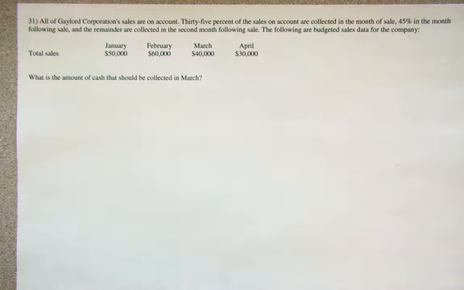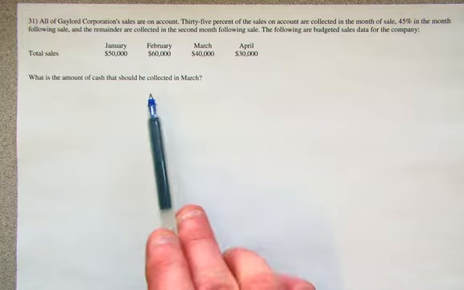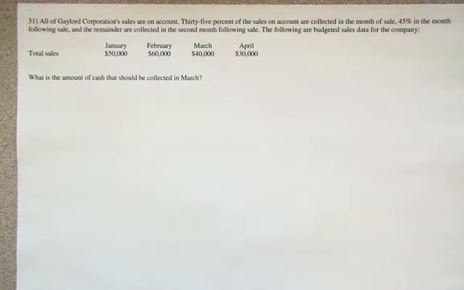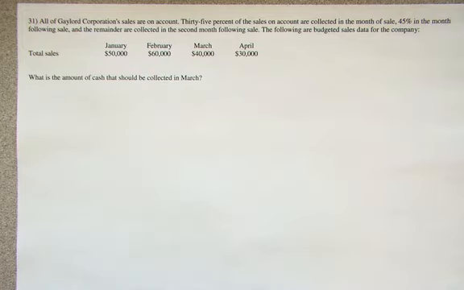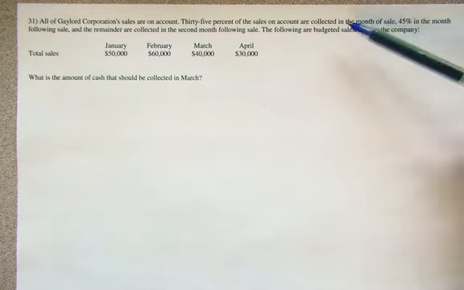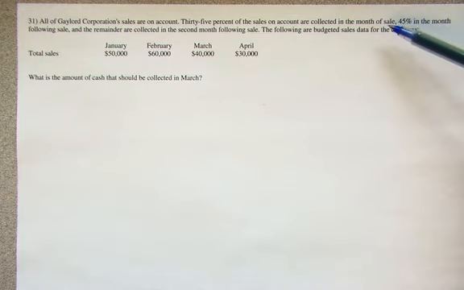We're going to work through three problems that involve cash activity. This first problem is asking us to predict cash collections for the month of March. We can see that all of the company's sales are using accounts receivable. 35% of the sales get collected in the month that we make the sale, 45% in the subsequent month, and then the remainder gets collected in the second month after the sale.